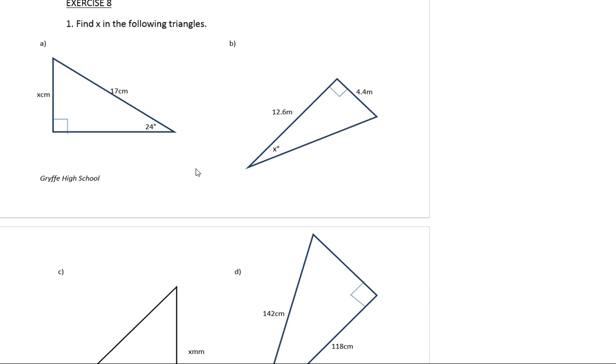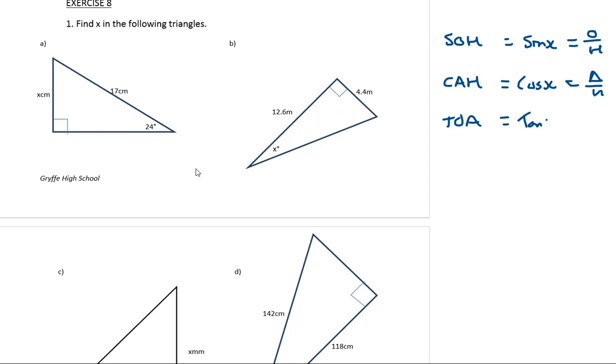So the first thing to try and remember here is SOHCAHTOA. That's because sine of an angle is equal to the opposite over hypotenuse. Cos of an angle is equal to the adjacent over the hypotenuse. And tan of an angle is equal to the opposite over the adjacent. SOHCAHTOA. Quite easy to remember, actually.